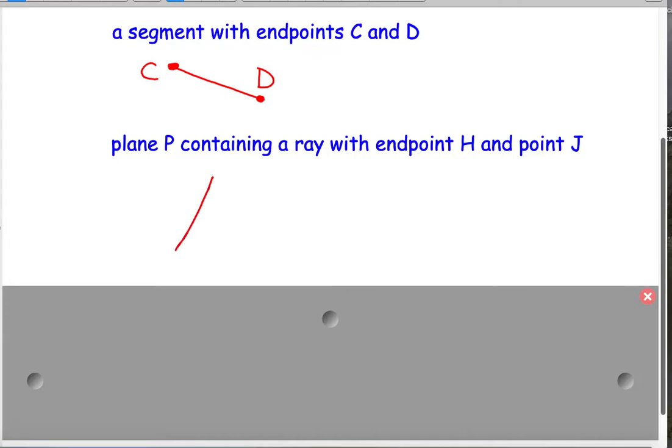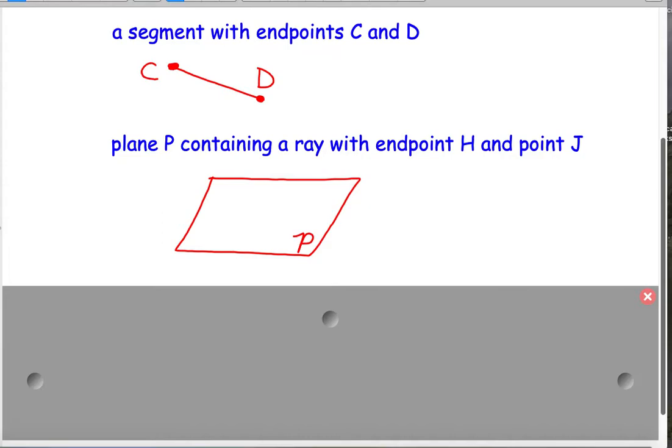Okay, so first I'm going to draw plane P, so I need a parallelogram. It could be slanted to the right or left, doesn't matter. And then I need a capital letter P in one of the corners. I tend to write it as kind of a script P so you can tell that it's not meaning a point. All right, now we need a ray inside this plane with an endpoint H and a point J.